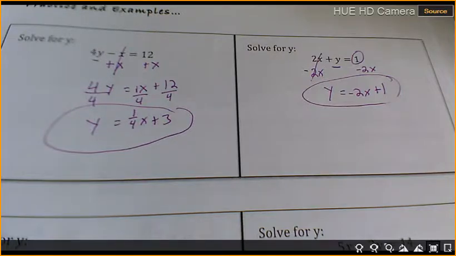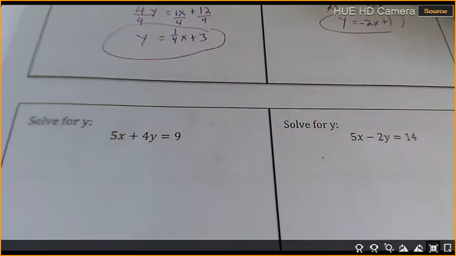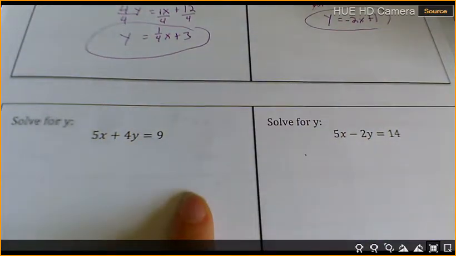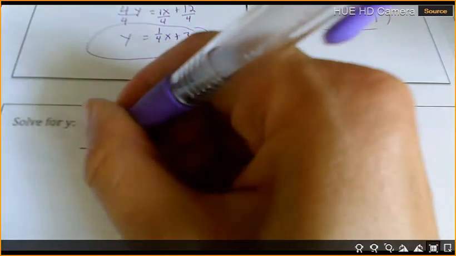Okay, moving on. I've got 5x plus 4y equals 9. Let's raise our hand this time. Who knows what I do first? Alana, you want to try? You minus 5x from both sides of the equal sign.